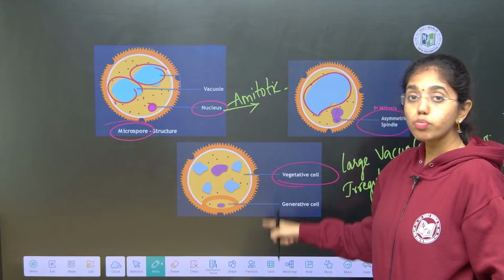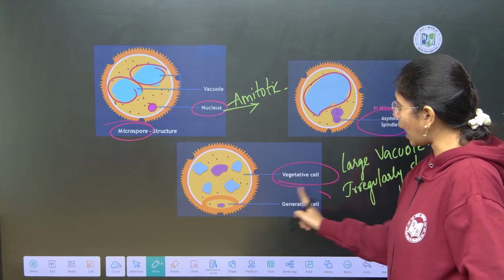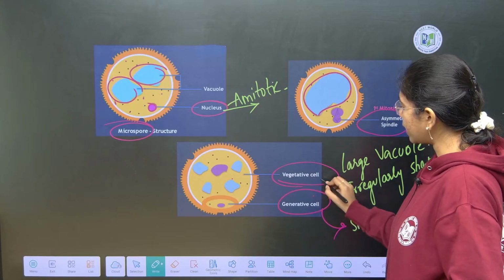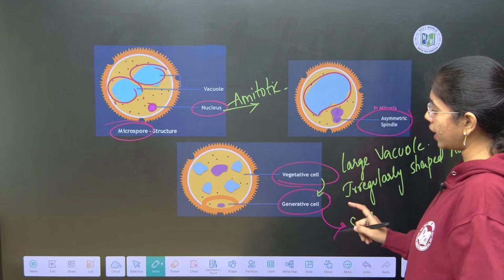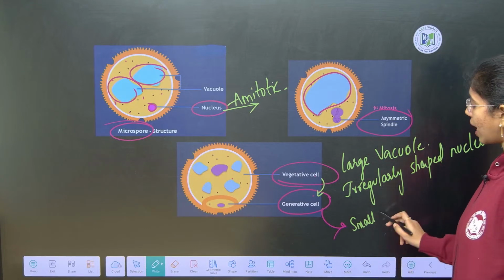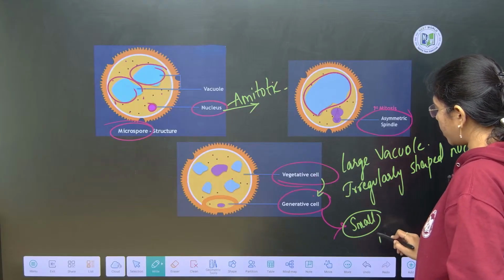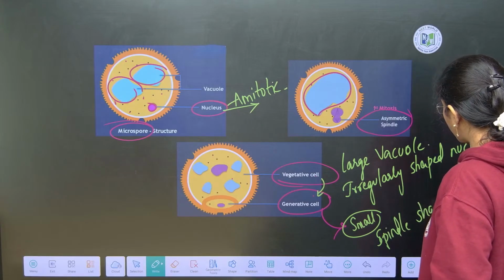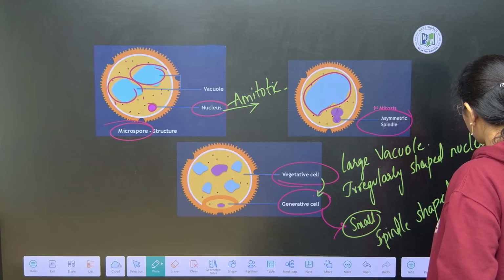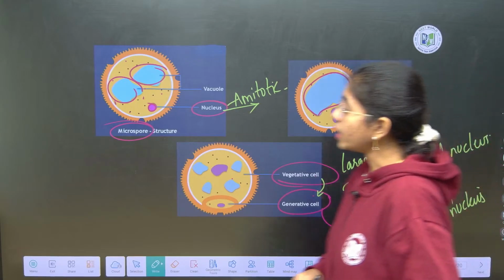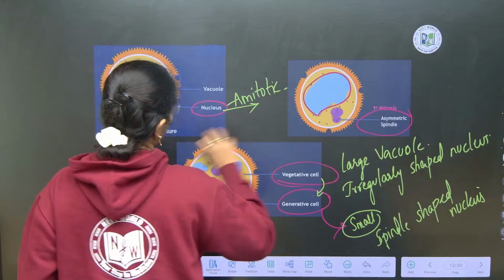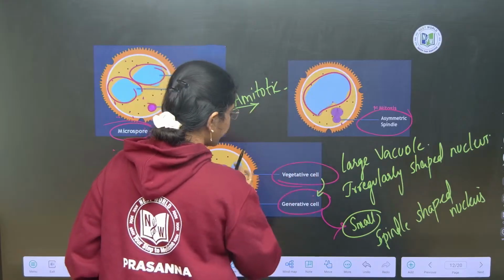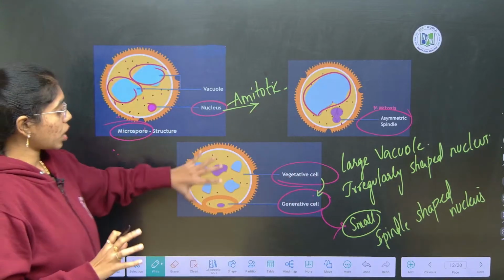Fine. The small generative cell is present inside the large vegetative cell, and the generative cell has a spindle shaped nucleus. This is the sequential description of the change from the microspore structure to the formation of the asymmetric spindle and then the two-celled condition. This is the complete structure of a pollen grain.